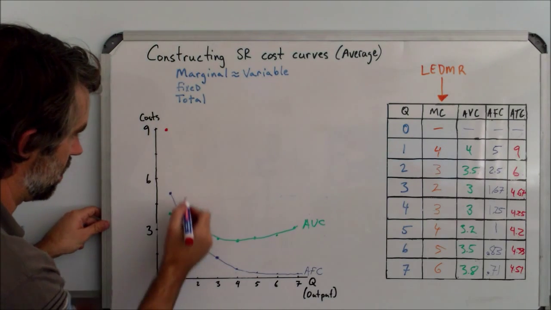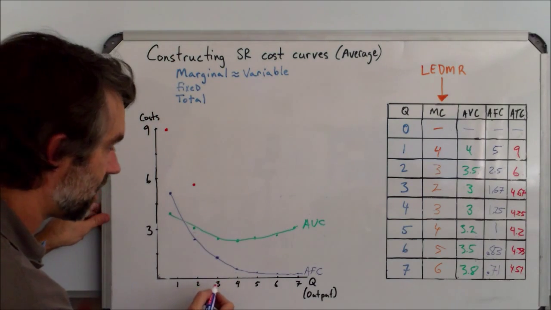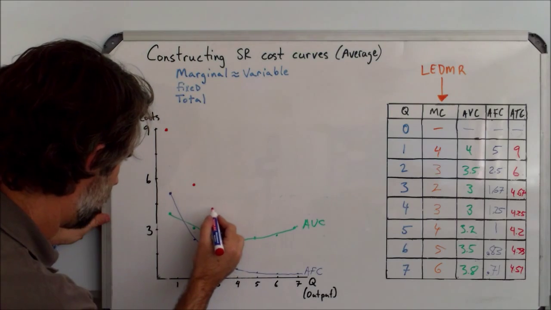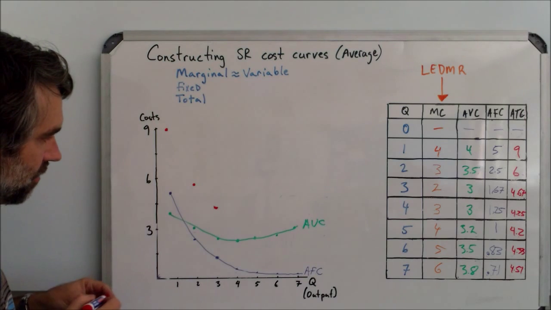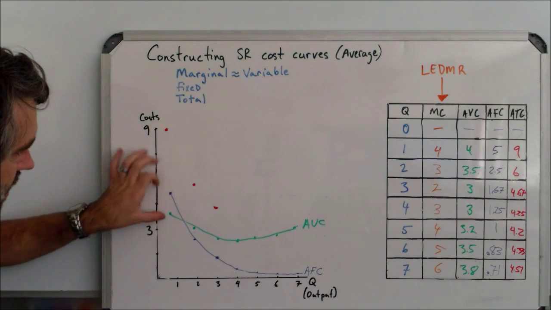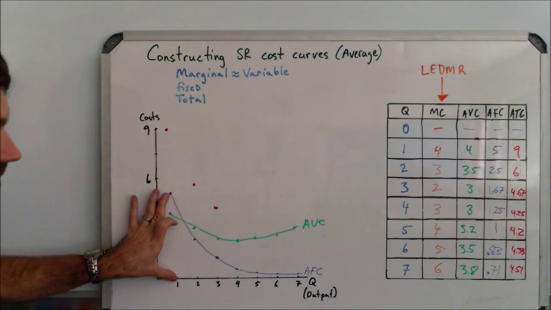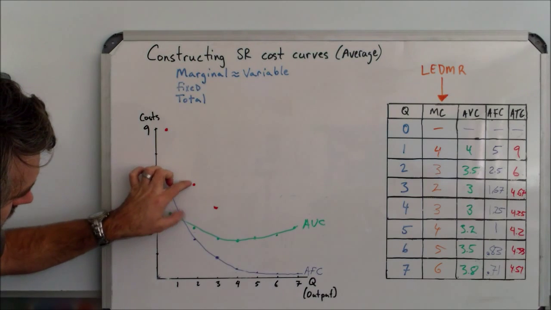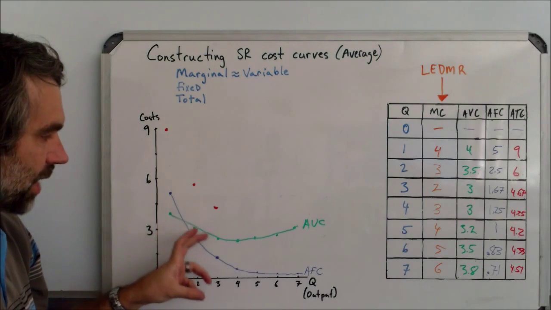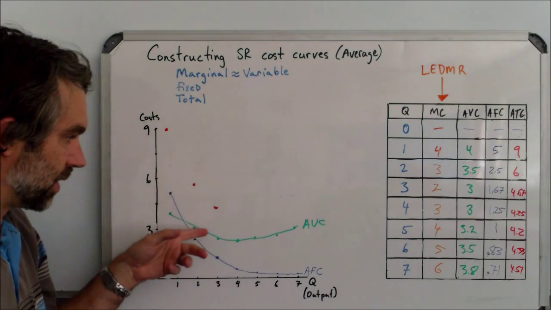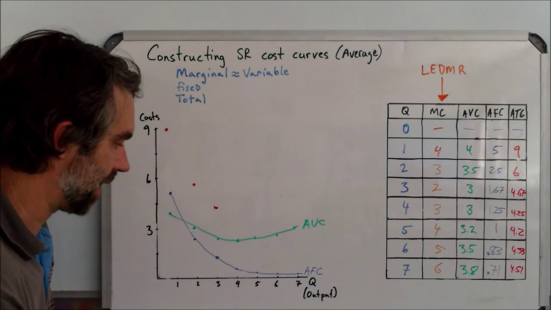9's way up there, 6 is right there, 4.67 is roughly there. Now again, you might notice something. If you look at the distance between this dot and that dot, it should be exactly the same as that space right there. And if you look at the distance between this dot and this dot, it's the exact same as that distance right there. So that relationship shows the difference between average variable cost and average total cost is the value of the average fixed cost, and we already knew that.